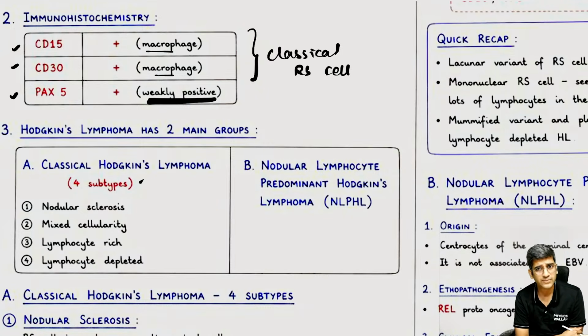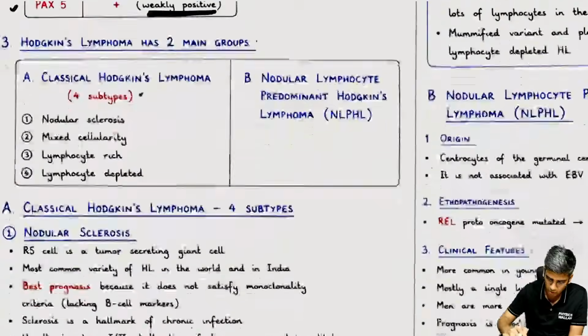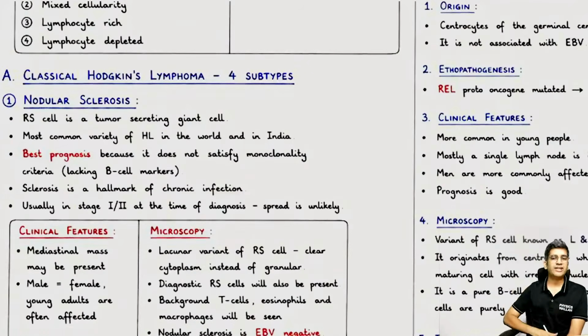There are four different types of classical Hodgkin's lymphoma, and all of them will have the marker: nodular sclerosis, mixed cellularity, lymphocyte rich, and lymphocyte depleted. All four of them will have it. A few words about each of them.